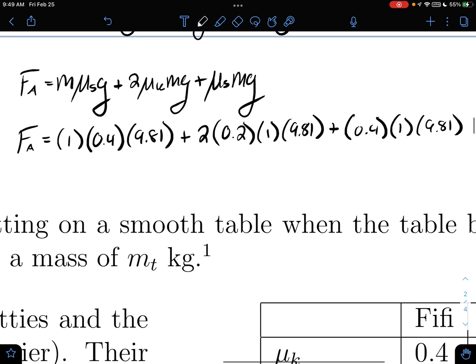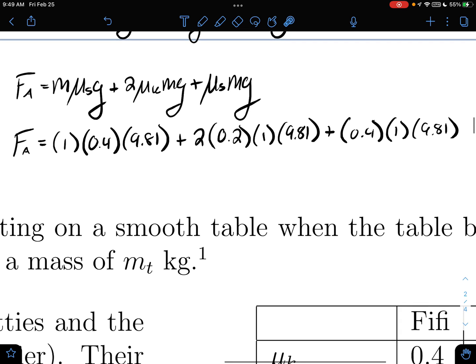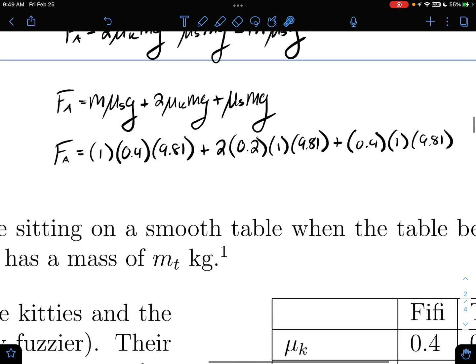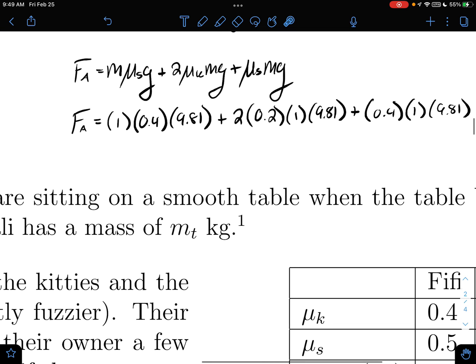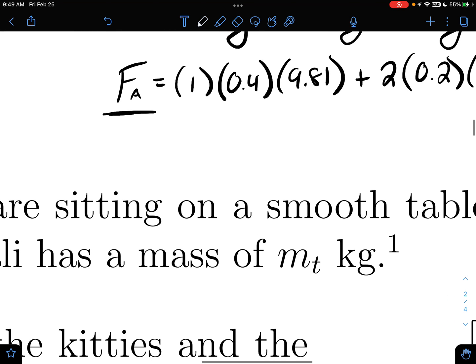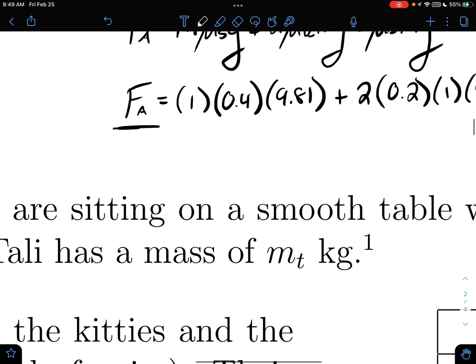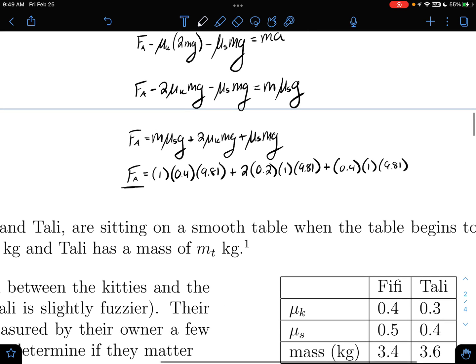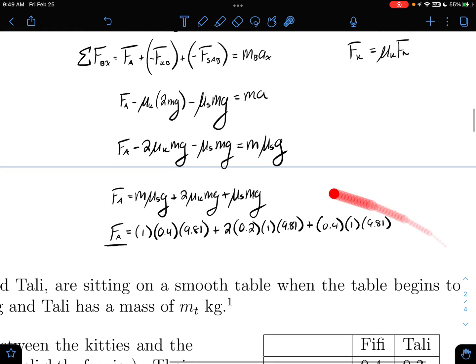Now, multiplying all of this out, I don't really want to do. So I'll leave that up to y'all if you want to just punch this into a calculator and get an actual value for your F_A. That's just how we go about solving it.